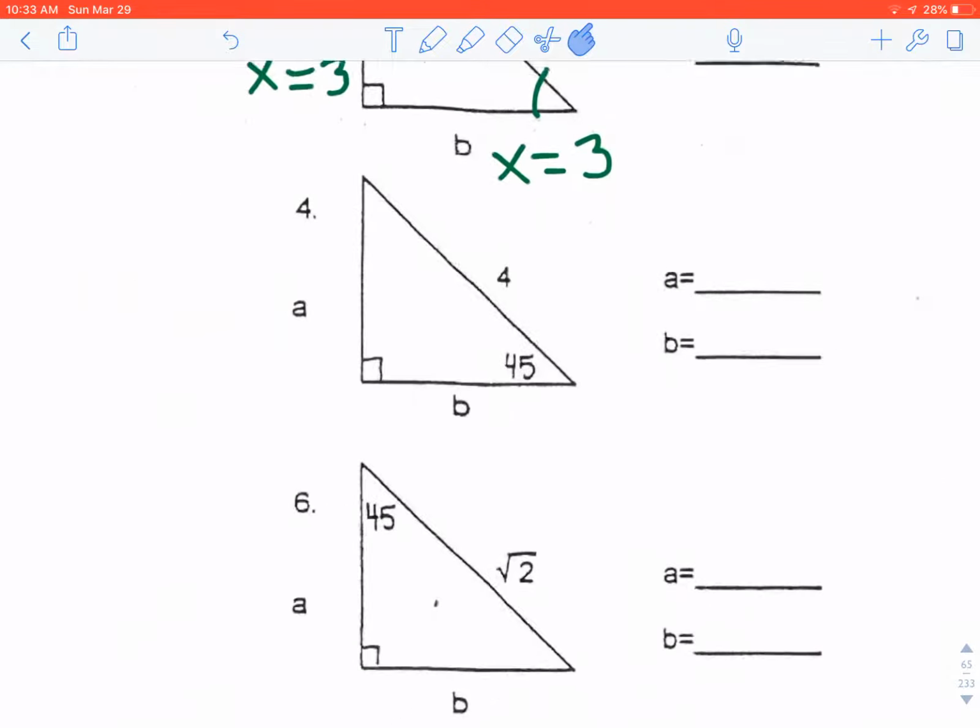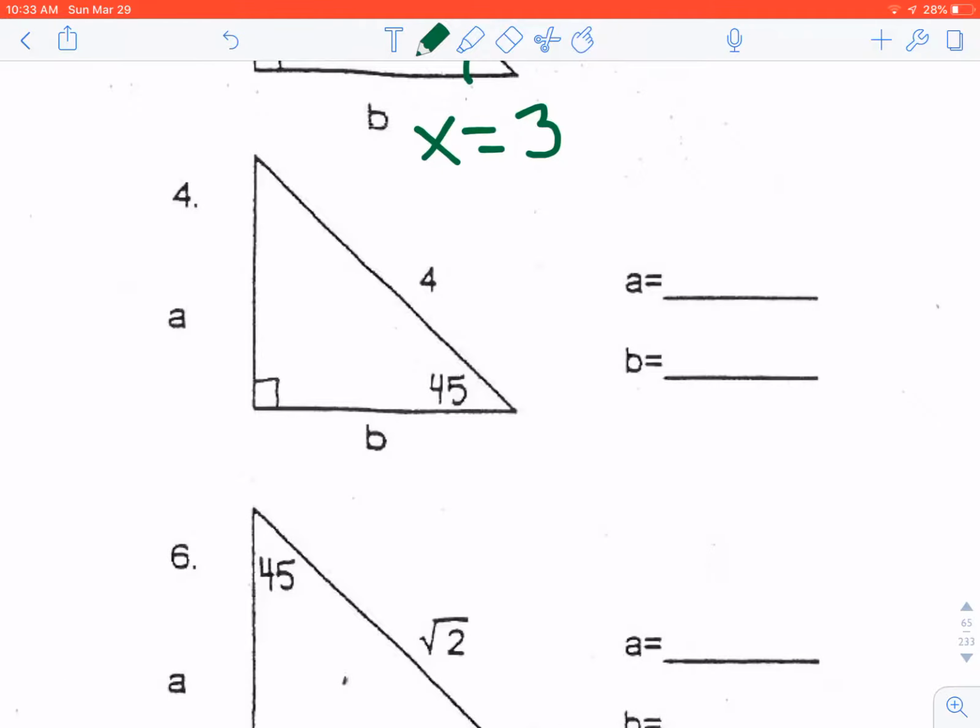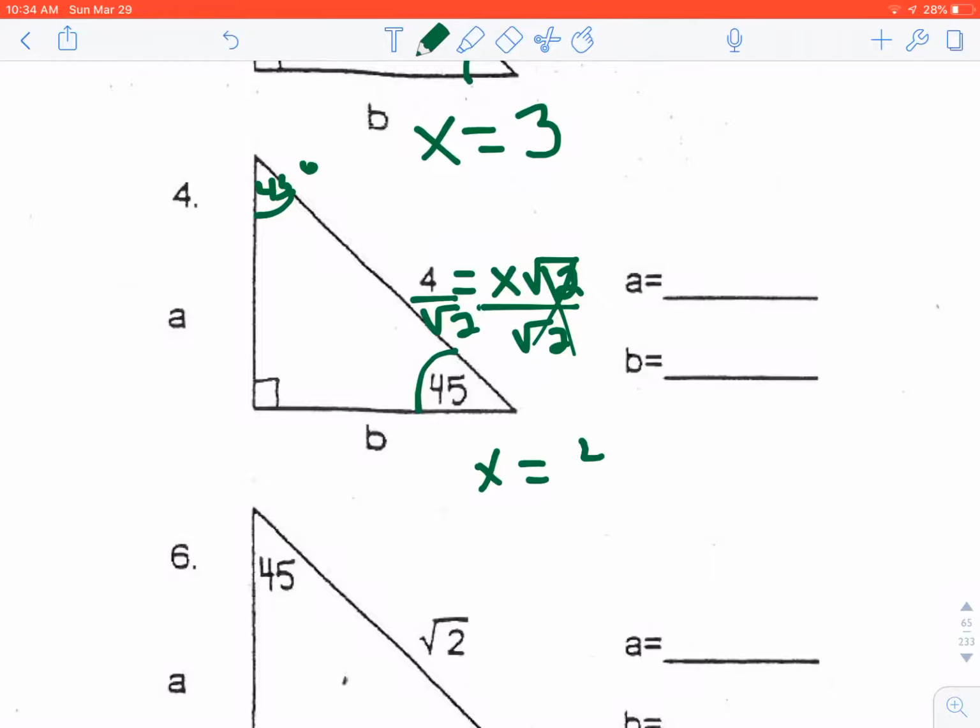Okay, number 4 is a 45, 45, 90 triangle. So I'll put our degrees in here. This time you're given the hypotenuse, and we need to find the legs. So start with taking your hypotenuse and say, okay, we know the hypotenuse is equal to x square root 2. Okay, we want to start with finding our x, which is going to give us our legs. To solve for x, you're just dividing both sides by square root 2. So I'm going to come down here and make this look a little bit nicer.